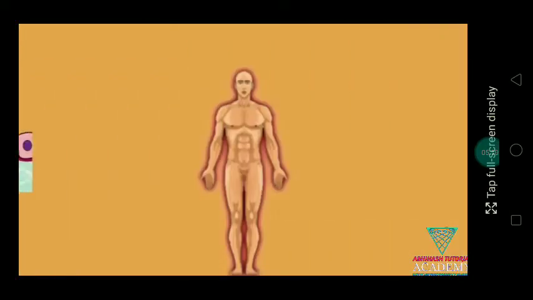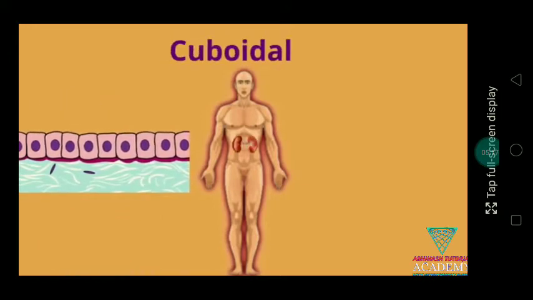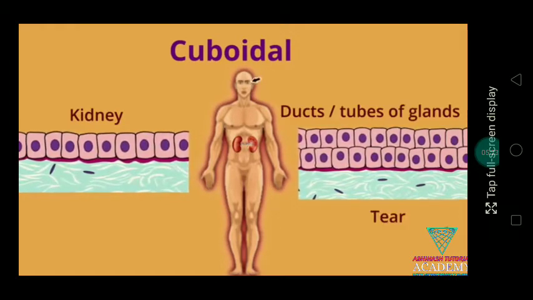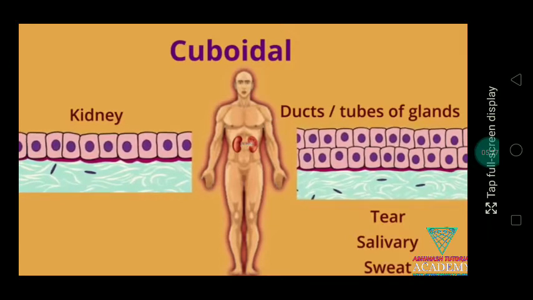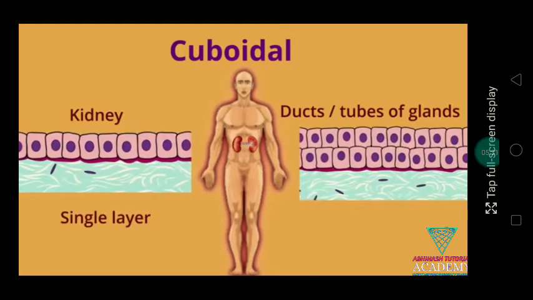Moving to the type of epithelial tissue that has cells shaped like an ice cube. Yes, the cuboidal epithelium is present in our kidneys, and it also lines the ducts of a few glands like the tear gland, salivary gland, and sweat gland. The lining of our kidney has just one layer of cells in this tissue.